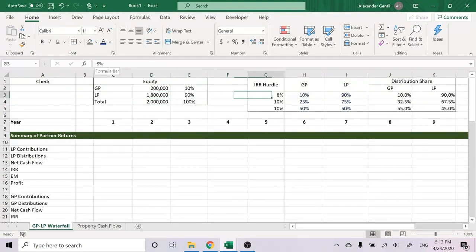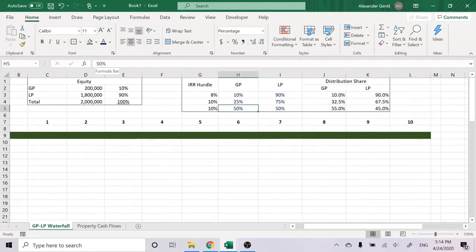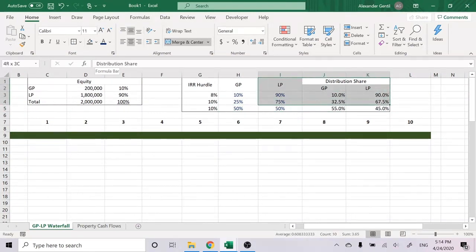So in the first hurdle, the limited partner has an agreement with the general partner that if the property yields an IRR of 8%, we're going to distribute profits 90% for me and 10% for you. And then above 10%, we're distributing this as such, and over 10%, we're distributing this as such. If you have questions on this part of it, let me know. But now I'm just going to do the modeling.